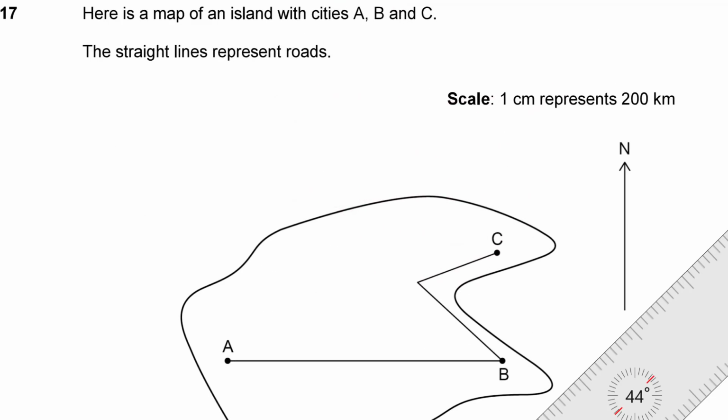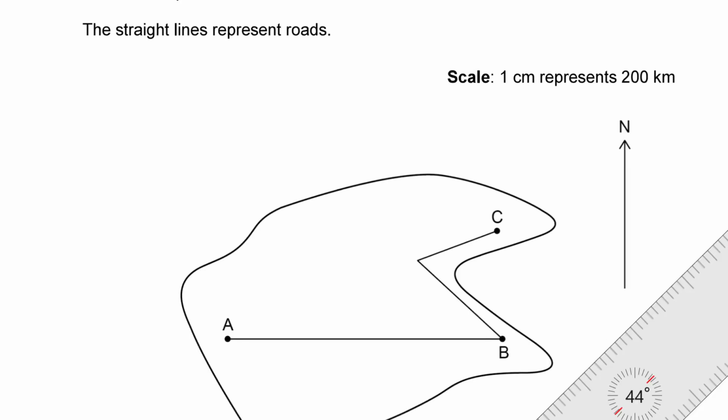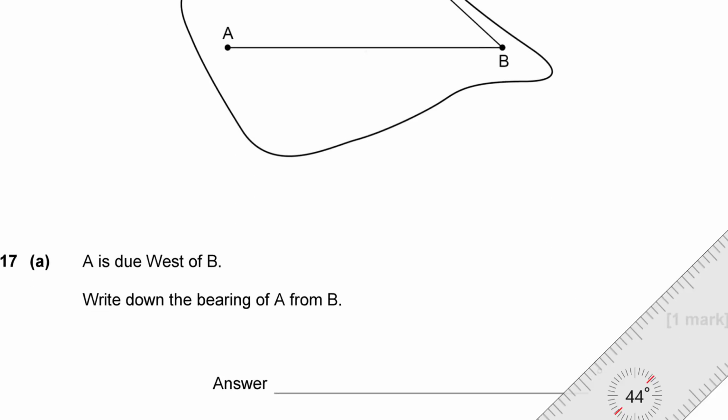Question 17. Here is a map of an island with cities A, B, and C. The straight lines represent roads. And we've got a scale on the side. We've got 1 centimeter represents 200 kilometers. A is due west of B. Write down the bearing of A from B. So, A is due west of B. Write down the bearing of A from B.